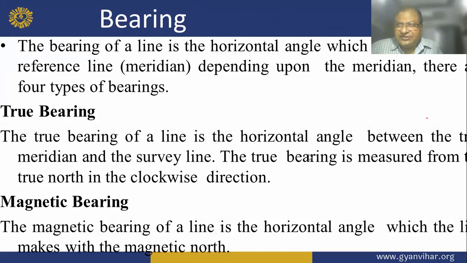Now, some definitions I will tell you. The bearing of a line is the horizontal angle which it makes with the reference line, the meridian, dependent upon the meridian; therefore, types of bearing. So, true bearing: what is true bearing? The true bearing of a line is the horizontal angle between the meridian and the survey line. The true bearing is measured from the north in the clockwise direction. And magnetic bearing: the magnetic bearing of the line is the horizontal angle which the line makes with the magnetic north.